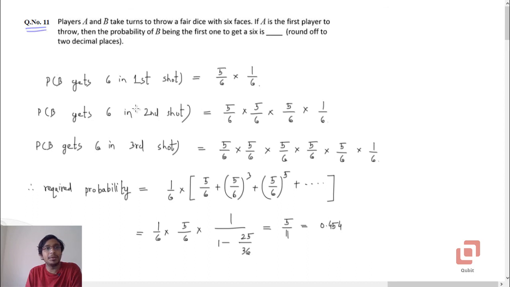Question number 11. Players A and B take turns to throw a fair die with 6 faces and the die is fair. If A is the first player to throw, then the probability of B being the first one to get a success, round off to 2 decimal places. Okay. See, now before we write down the required probability, let us split it into smaller parts. Okay. Do we know the probability that B gets 6 in the first shot? Yes. A is the first player to throw, so we have to write 5 by 6 first, which means A doesn't get 6.